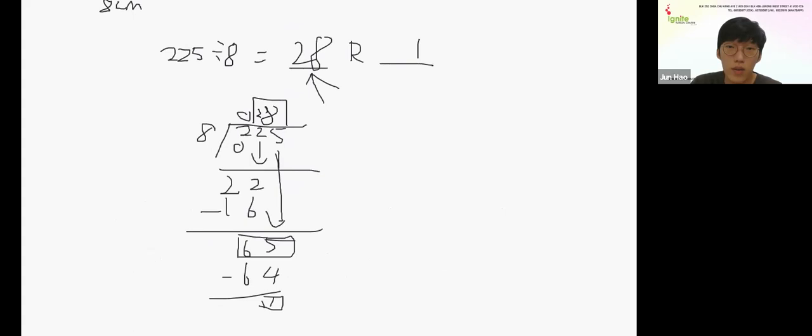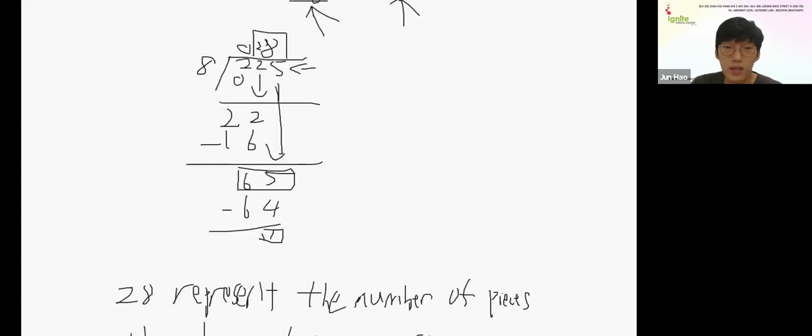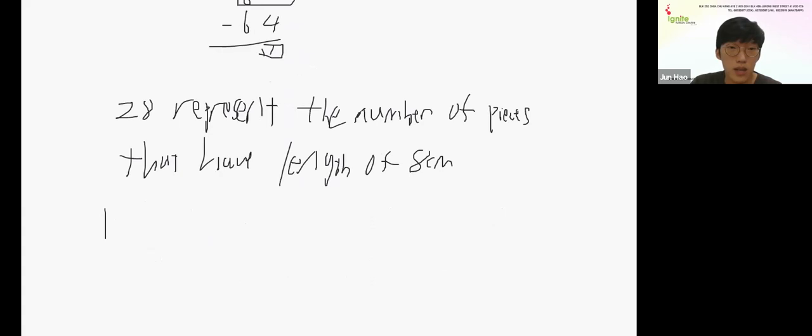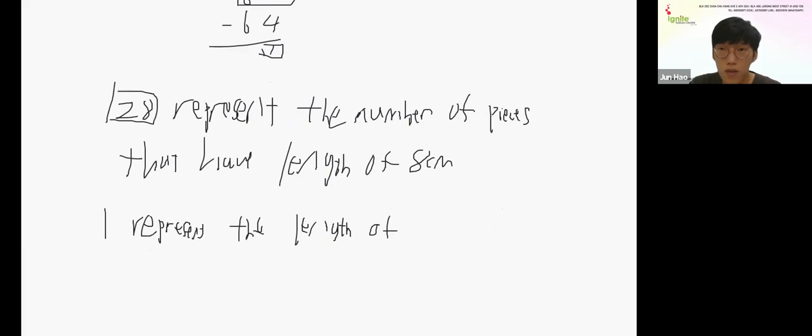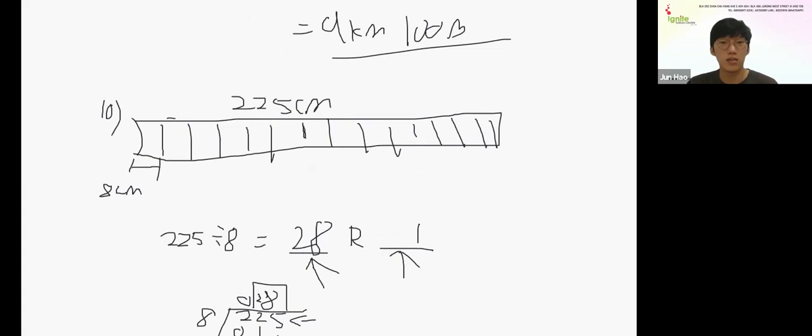And then what will this 1 represent? Okay, if you think about it, 225 cm divided by 8, I'll get 1 remaining. So the 1 will represent, it won't be a piece, right? Because remember, all the pieces are in this 28 here. So this 1 will represent the length of the cloth left. Okay, make sense?